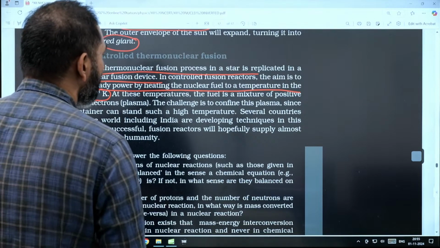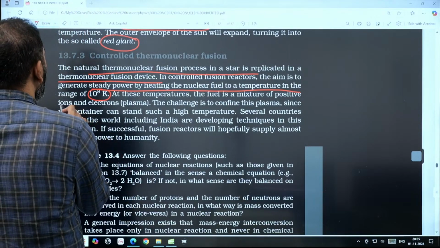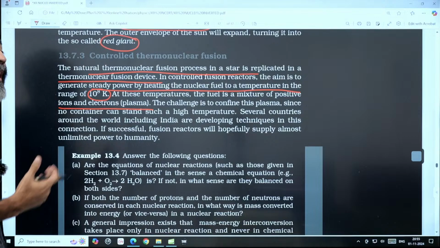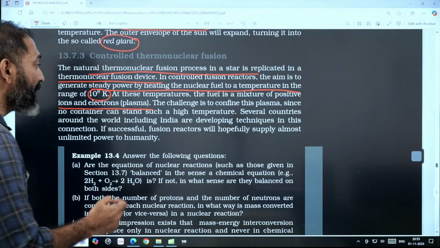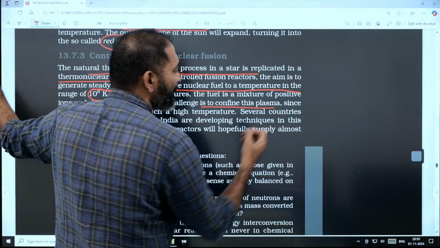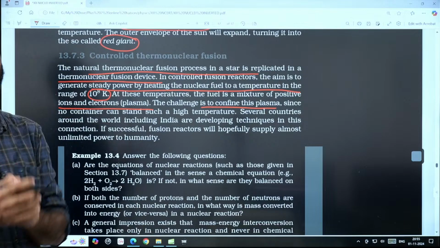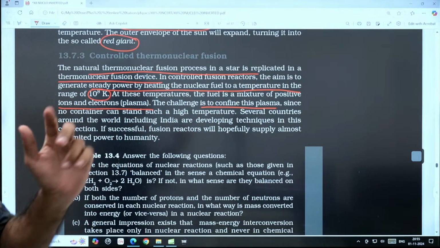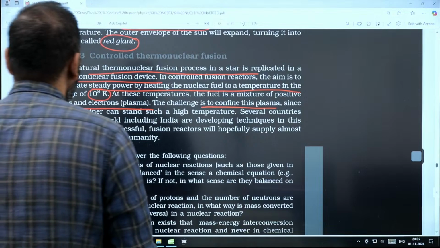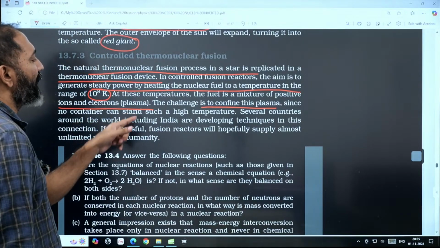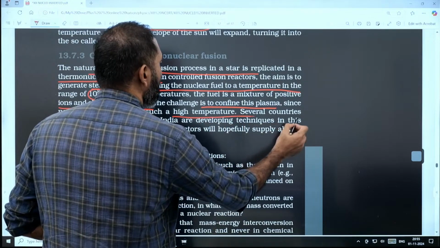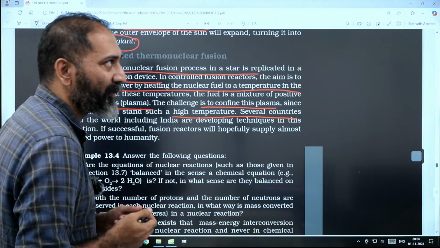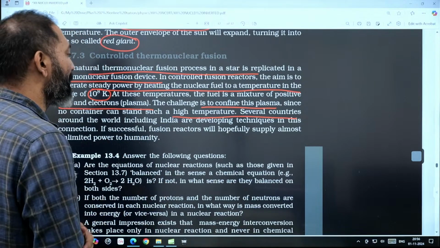At this temperature, the fuel is a mixture of positive and negative ions, which state is called what? Plasma. The challenge is to confine this plasma. It's not easy. There should be a vessel to contain 10 raised to 8 Kelvin, but no container can stand such a high temperature.